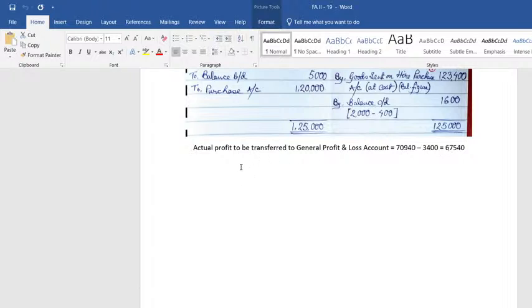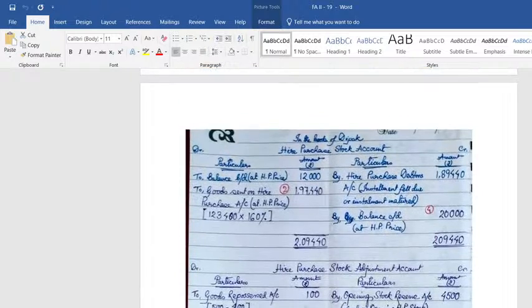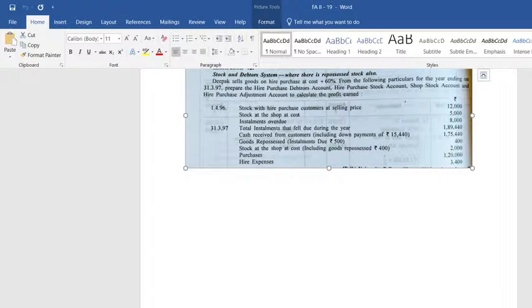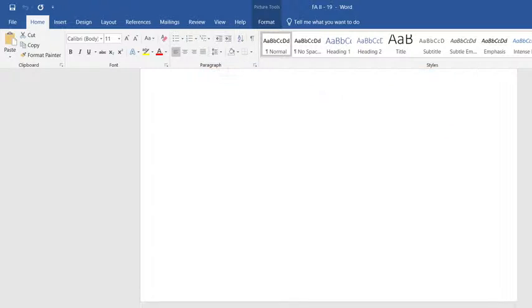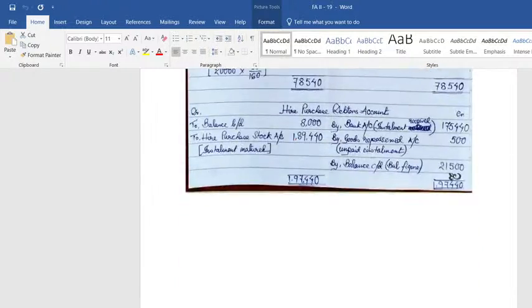So this is the whole sum of that particular stock debtors method, or you can say the stock adjustment method, like this. If you have any query, please tell me.